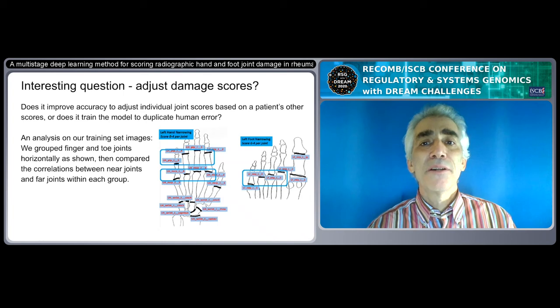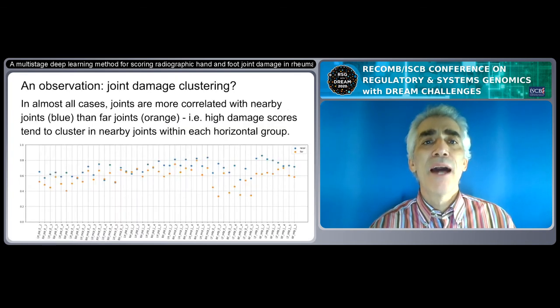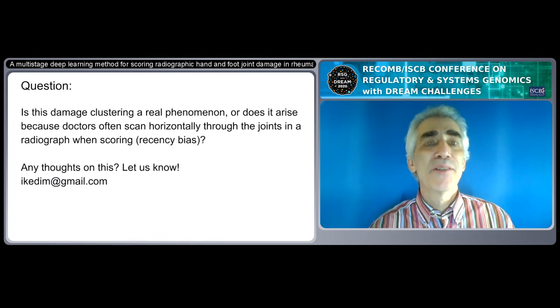So we did a little analysis of the training set to look at that. We grouped the finger and toe joints into horizontal groups as shown. And what we found is that the high damage tended to cluster in nearby joints within each horizontal group. So our final question is this: is this clustering real, or does it arise because doctors tend to scan horizontally through the joints when they're doing the scoring?